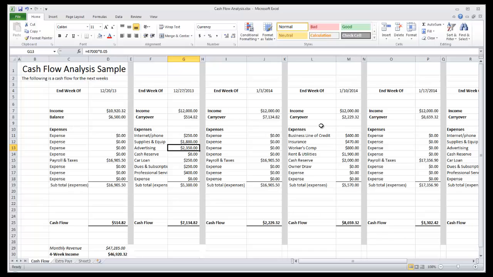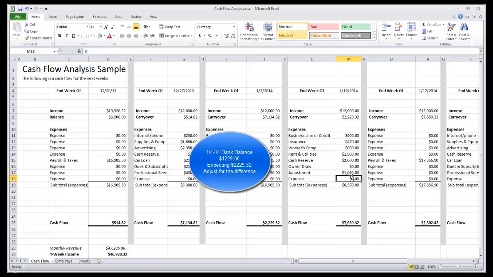Or let's say I can't do that. It's just too cumbersome. I've got 10 minutes to work on this, and it's just not going to work out. Not as good of a method, but you could put in here an adjustment, and you can call it whatever you want. I would call it adjustment. And let's say that we realize that we only have $1,229 in there. So 2,229 minus 1,229 means that we were off by $1,000.